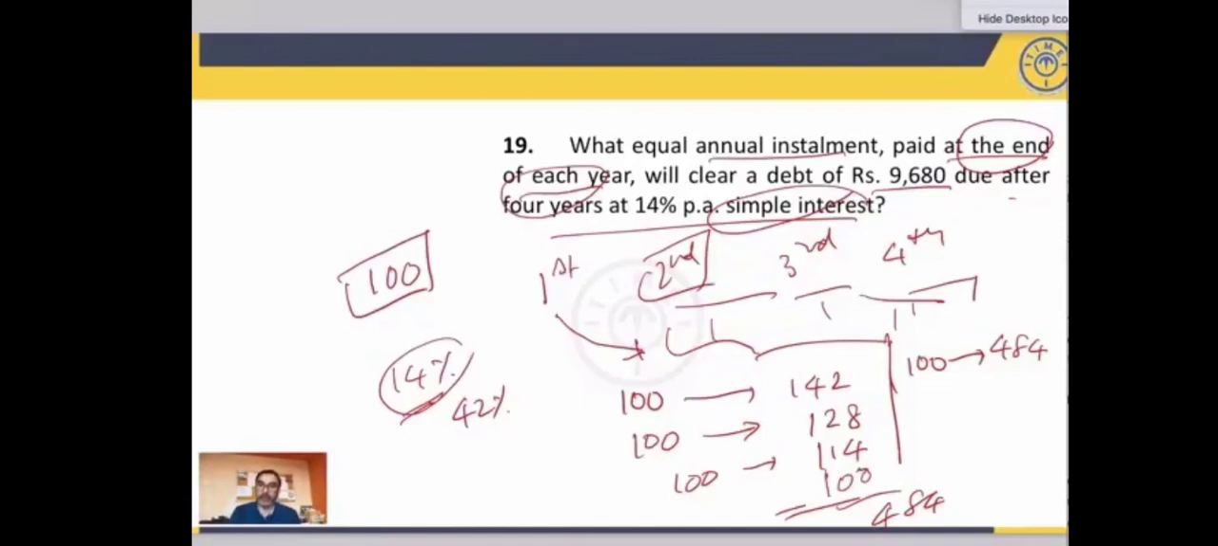But actually the amount that you are paying is 9680. So what is each installment? By observation, 484 twice is 968. So this goes 20 times. So amount of installment will be 2000 rupees. So each installment will be 2000 rupees. Now let's move to the next question.